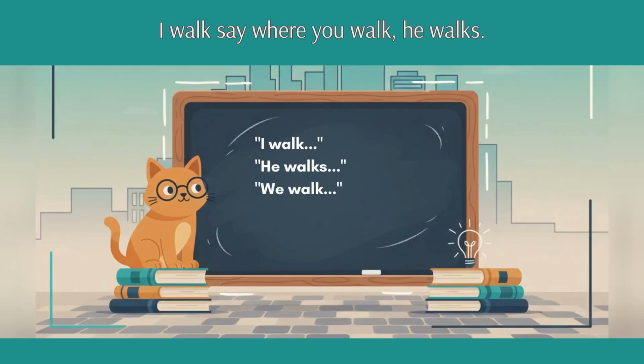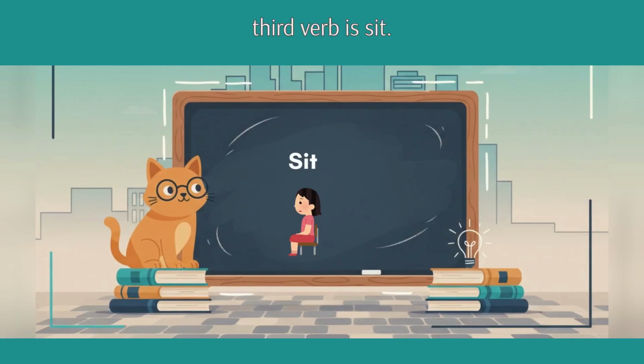Practice. I walk. Say where you walk. He walks. Say something about someone. We walk. Say something about a group. Perfect. Third verb is sit.